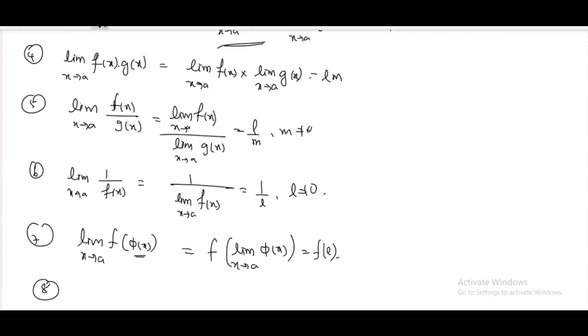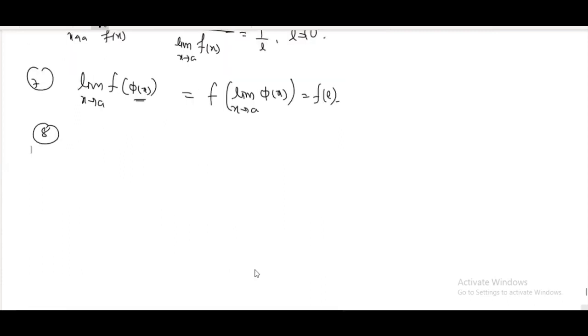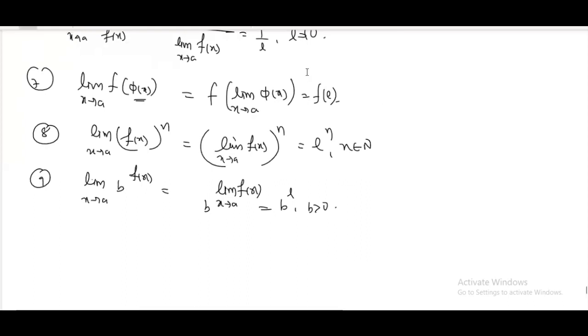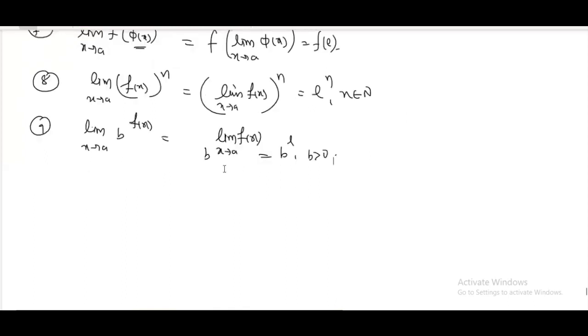Point number 8: limit x tends to a of f of x whole power n can be written as limit x tends to a of f of x whole power n, which is L power n, where n belongs to natural numbers. Next, limit x tends to a of b power f of x can be written as b power limit x tends to a of f of x, so b power L, where b is greater than 0. These are the algebra of limits. Let's see the problems based on this.